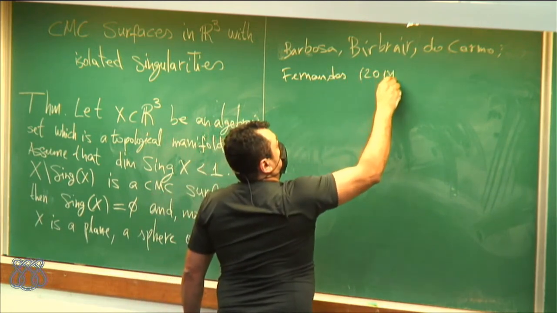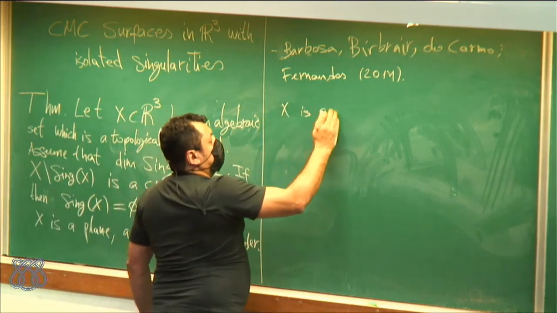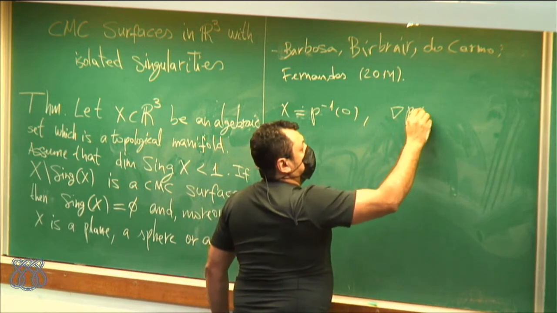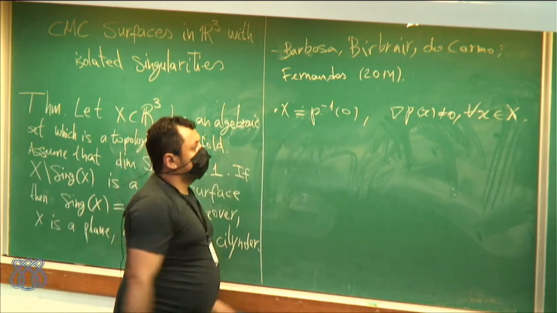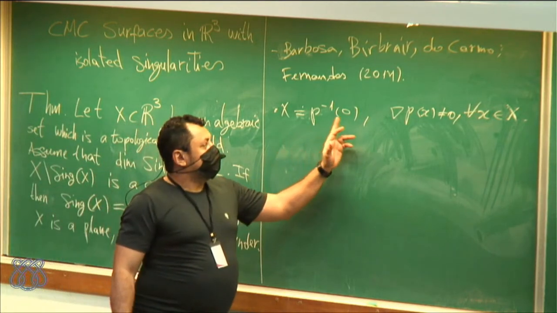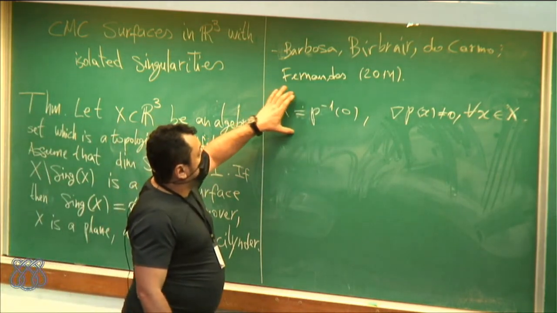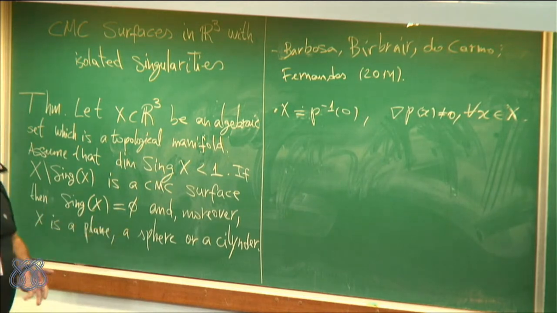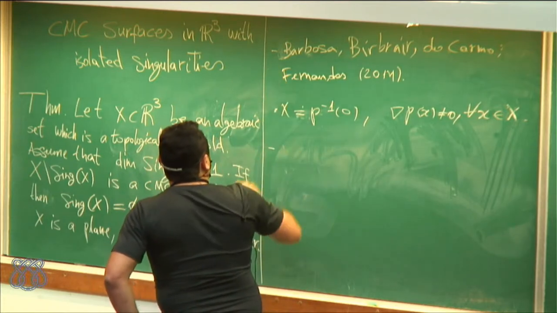In 2014, they proved the same, asking that X is, for example, X is a level set of a polynomial f, and the gradient of f at x is not equal to 0 for any x in X. For example, this is a function without singularity, because it's a very nature of a local application globally. And with that assumption, it is true. But even with a weaker assumption, only asking X to be without singularity, it is the same. If X is algebraic and CMC, then it is a plane, a sphere or a cylinder.